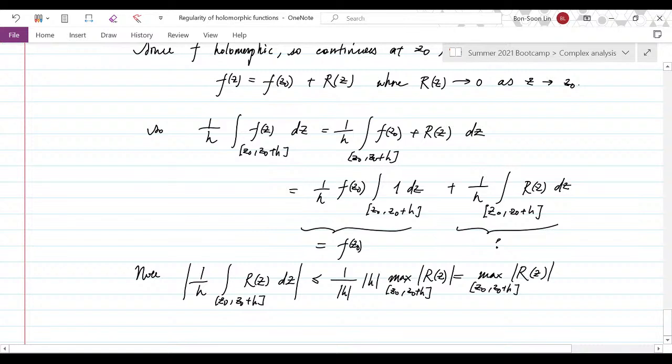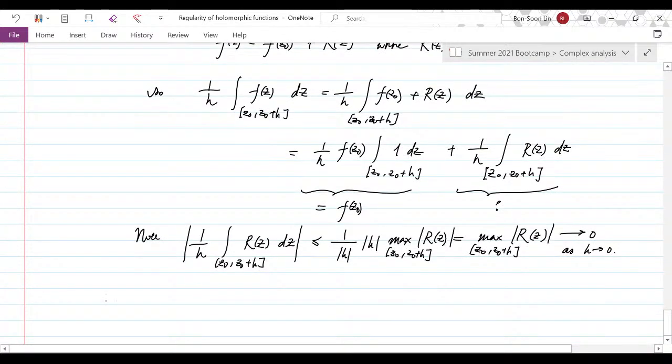And r of z goes to 0 as we're near z naught, right? So when h goes to 0, the value of r goes to 0. So we see that this goes to 0 as h goes to 0. So hence, we see that the limit of f of z naught plus h minus f of z naught divided by h as h goes to 0 that we calculated, it is just equal to f of z naught right here. Right? This other part goes to 0.